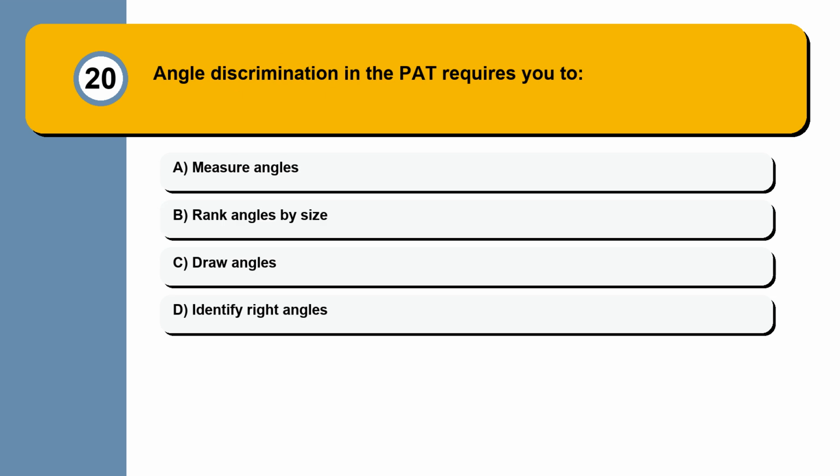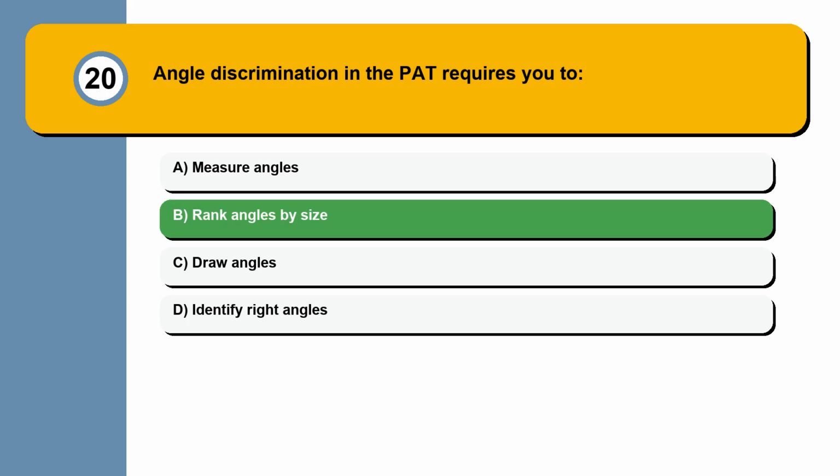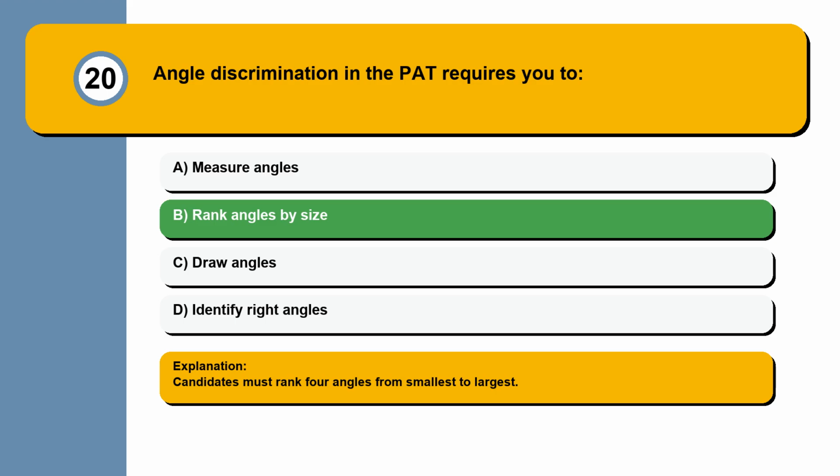Question 20. Angle discrimination in the PAT requires you to: measure angles, rank angles by size, draw angles, identify right angles. Candidates must rank 4 angles from smallest to largest.